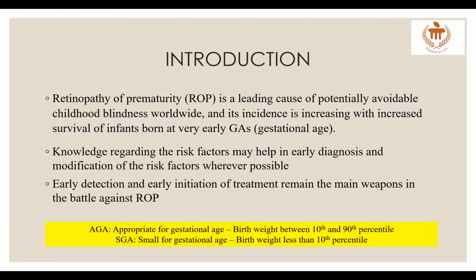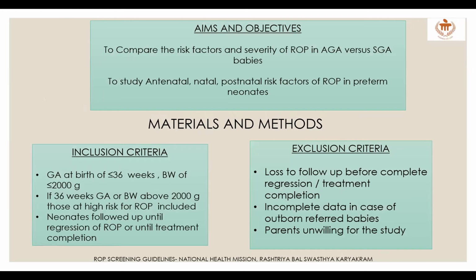SGA babies are small for gestational age, and their birth weight is less than the 10th percentile for that gestation. The aims and objectives of my study were to compare the risk factors and severity of ROP in AGA versus SGA babies, and to study the antenatal, natal, and postnatal risk factors for ROP in these preterm babies.